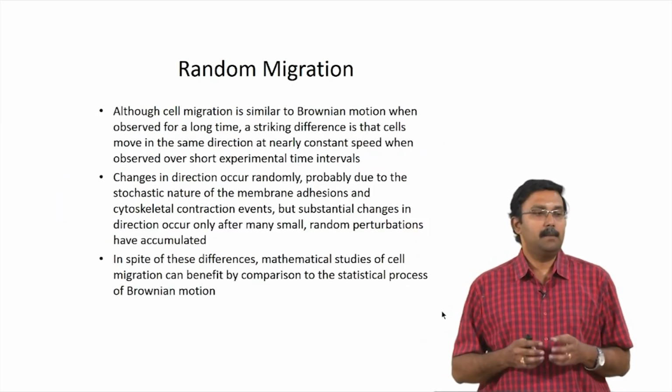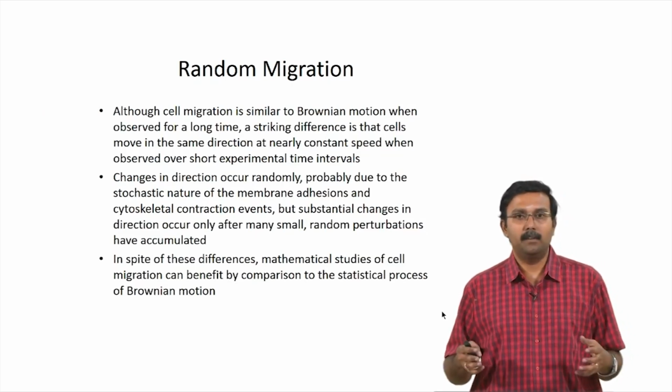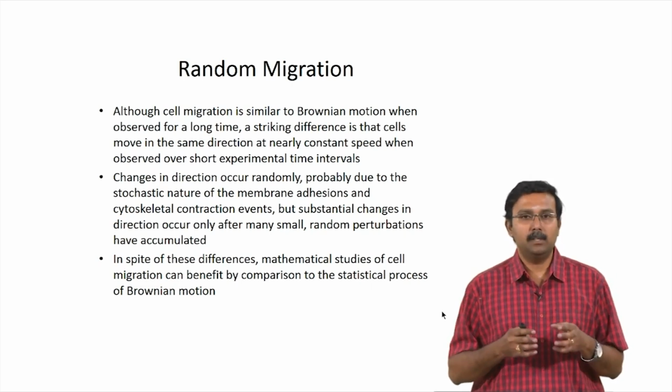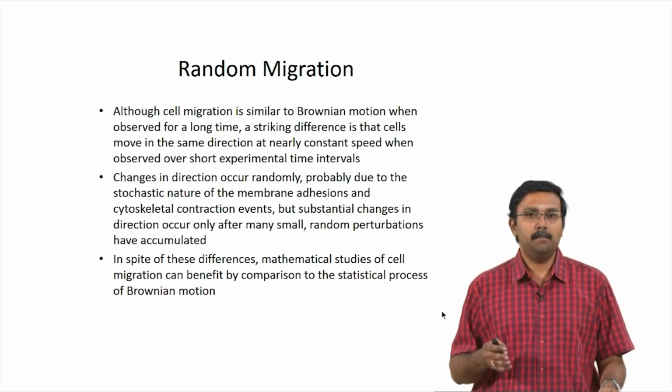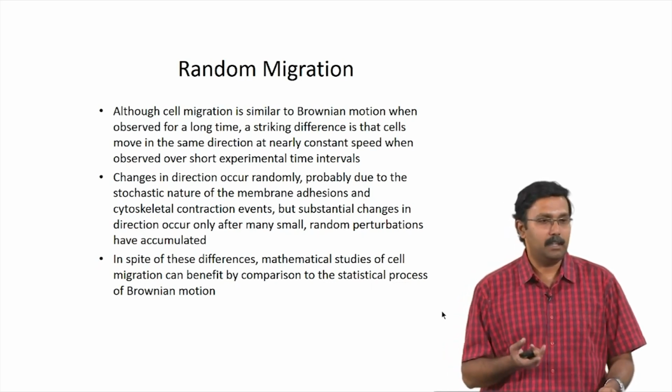So, although cell migration is similar to Brownian motion when you observe it for a long period of time, the striking difference is that the cells can actually move in the same direction at a nearly constant speed when you observe them for relatively short intervals.